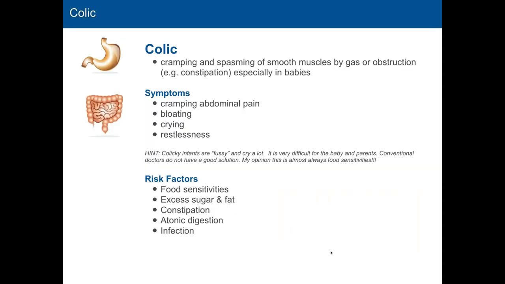So colic. There are different types of colic. Colic is basically cramping of smooth muscles. And so when you hear about a baby being colicky, all it means is that it's being a difficult baby, and it's probably because the kid's got some digestive upset. And the most likely cause of that is a food sensitivity, is the big thing.